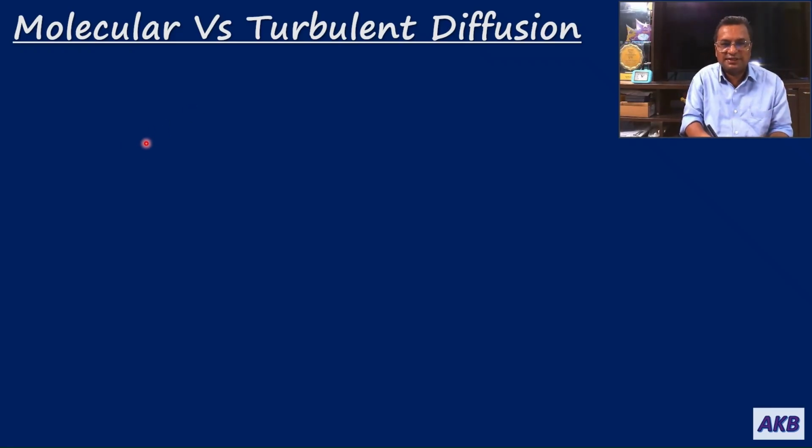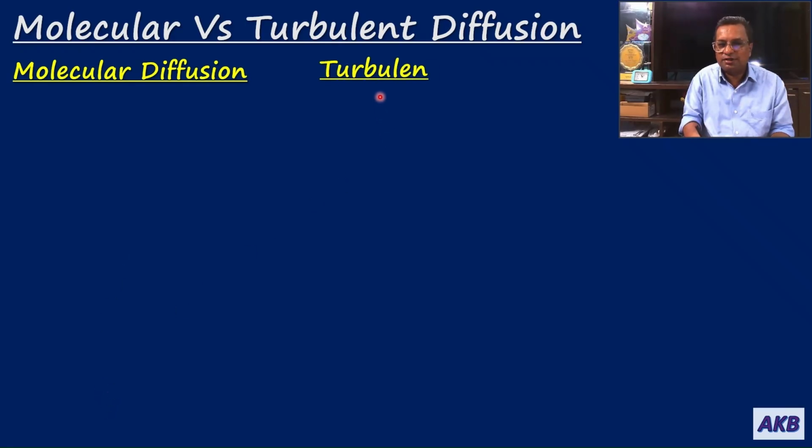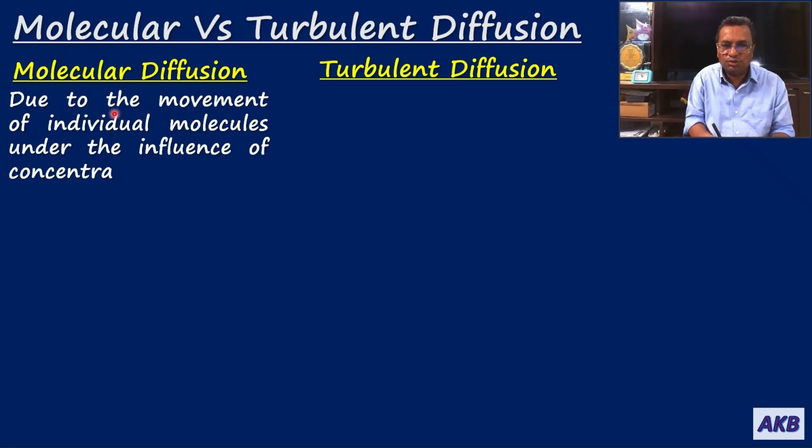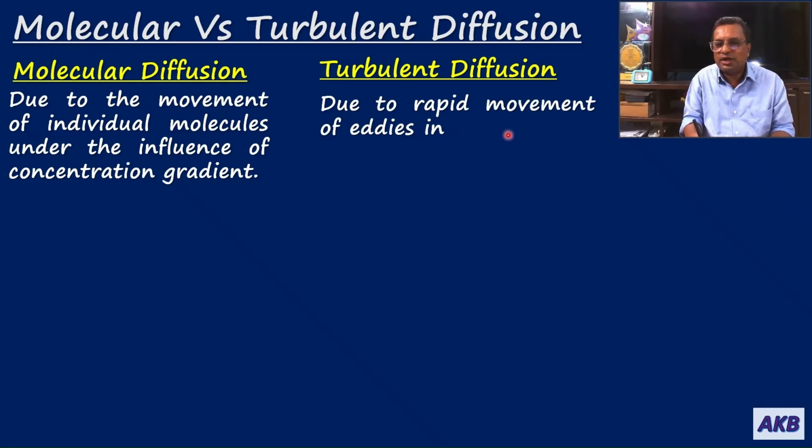So let us understand. We will write points for molecular diffusion, and then we will write corresponding points for turbulent diffusion. Now, first point under molecular diffusion: it is due to the movement of individual molecules under the influence of concentration gradient. What is the corresponding point under turbulent diffusion? Turbulent diffusion is due to rapid movement of eddies in a fluid under turbulent conditions.